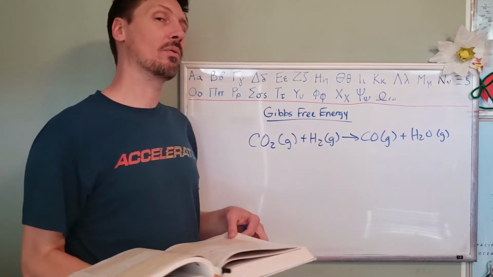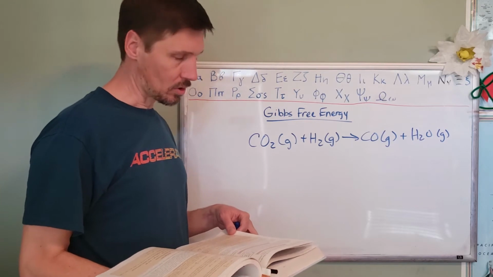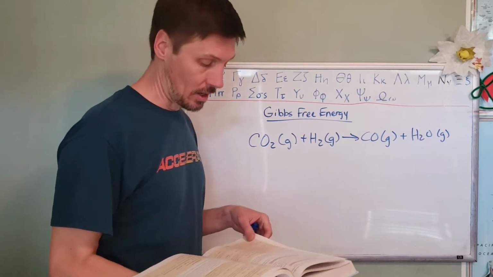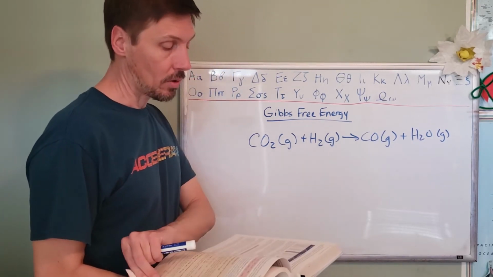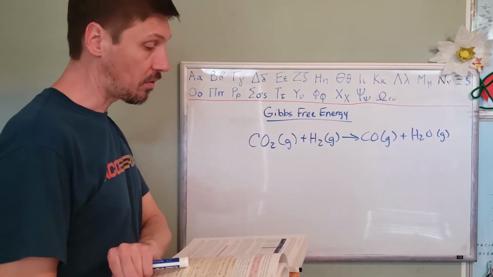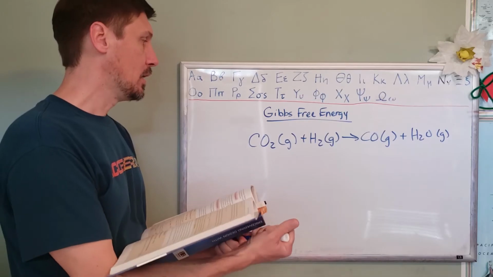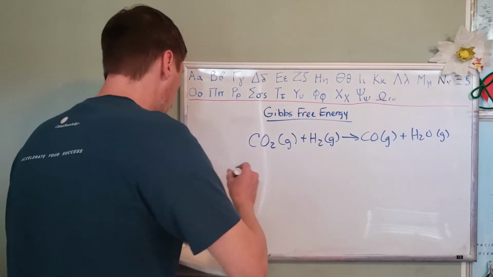But we're going to have to figure out what change in H is, and we're going to have to figure out what change in S is. We've been given T. So what we're going to have to do is use our tables. One table is on page 424, the standard enthalpies of formation. If we look that up, we can calculate the change in H for this reaction.